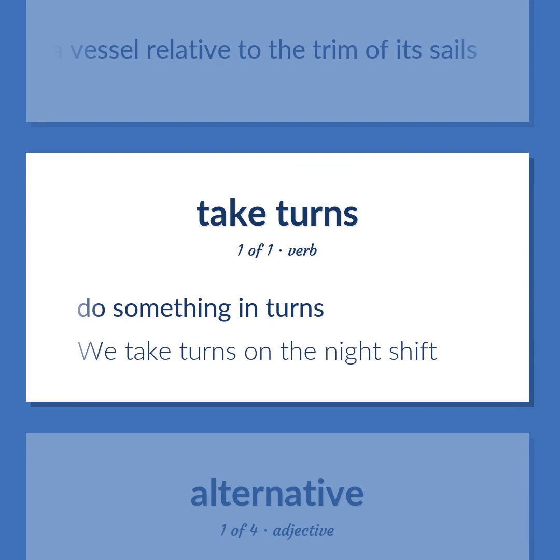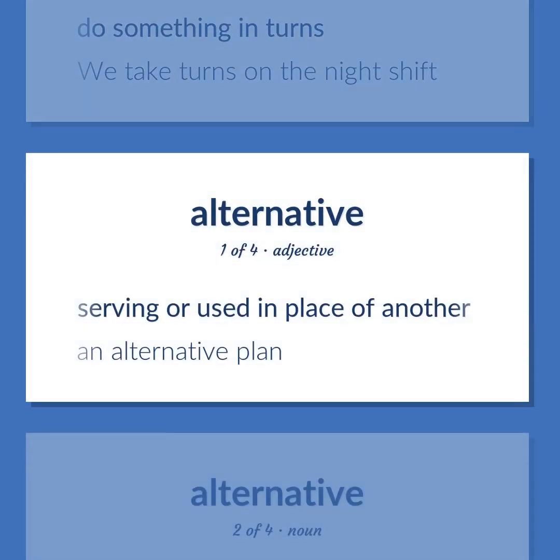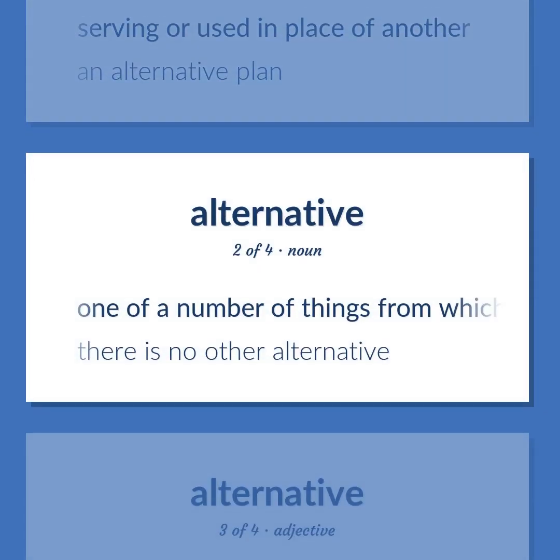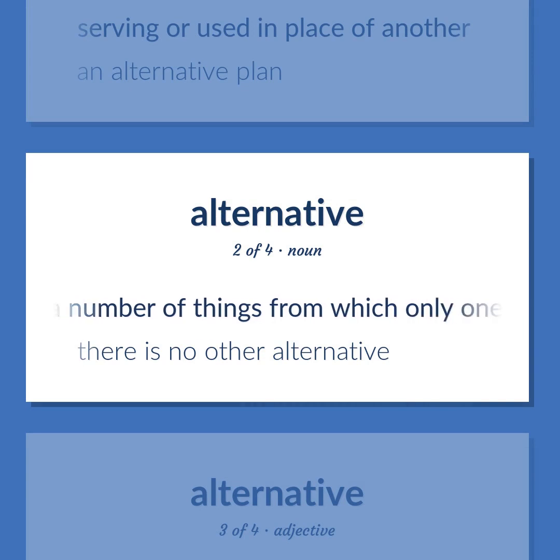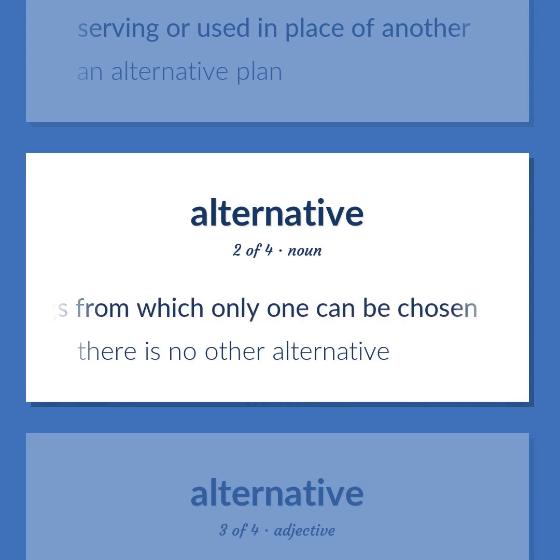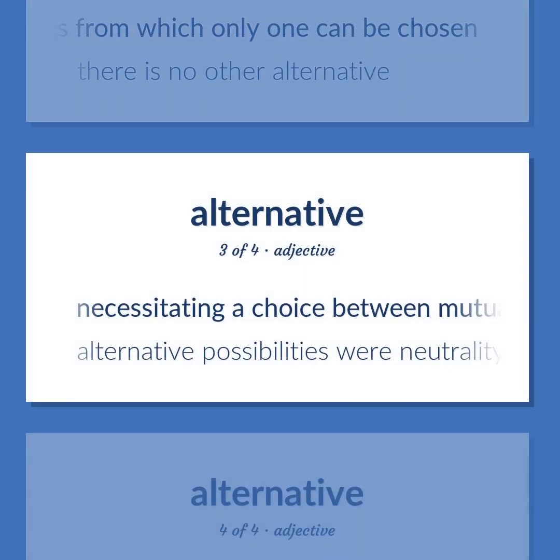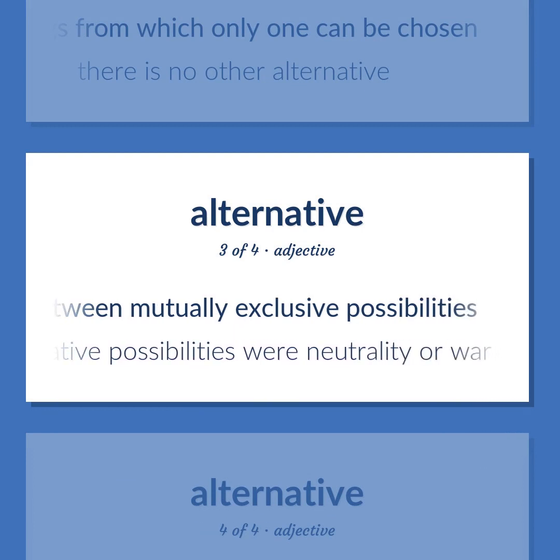Do something in turns. We take turns on the night shift. Serving or used in place of another. An alternative plan. One of a number of things from which only one can be chosen. There is no other alternative. Necessitating a choice between mutually exclusive possibilities. Alternative possibilities were neutrality or war.